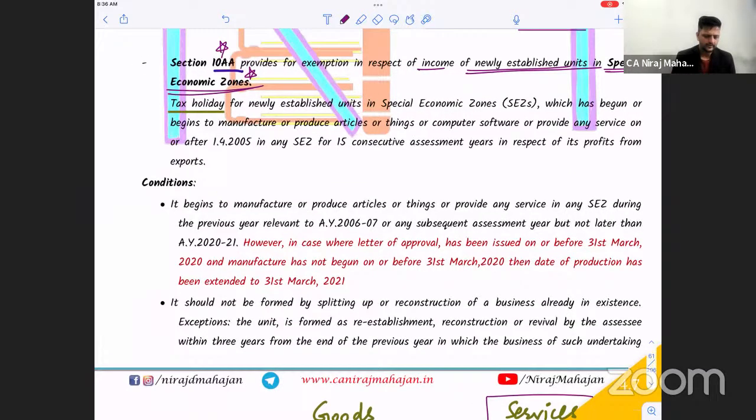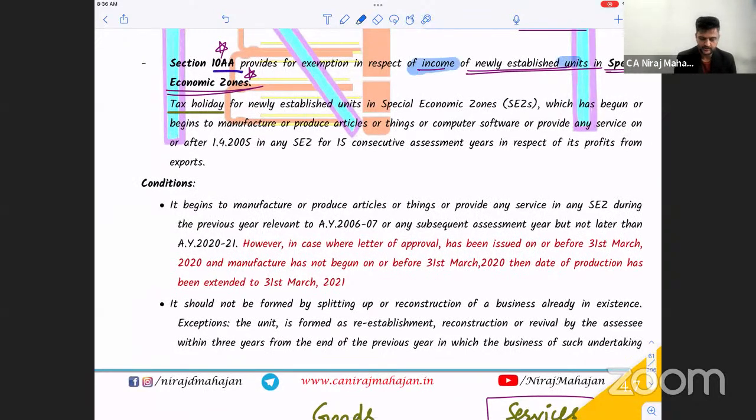So income of what, bacho? New units, new in SEZ, again exempt. Now check. Tax holiday means what? No tax liability for newly established SEZ units which have begun or begin manufacturing or producing articles or things, or even, bacho, what?